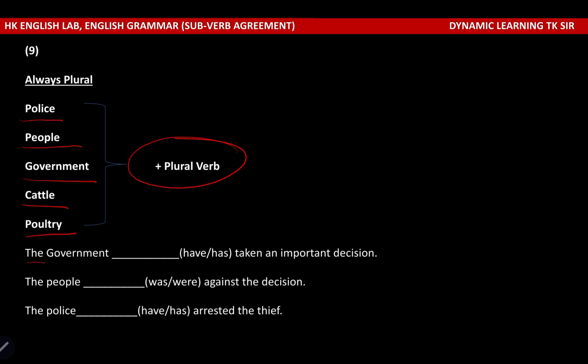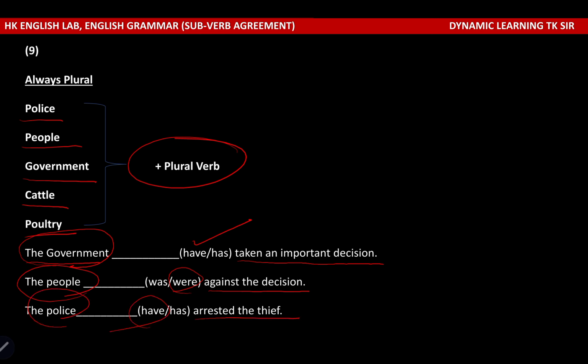Look at here. The government has taken an important decision. So government is treated as plural and will take have. The people dash against the decision. Where? Against the decision. The police dash arrested the thief. Have arrested. The police have arrested the thief. Got it? Okay. Next, we'll move ahead.